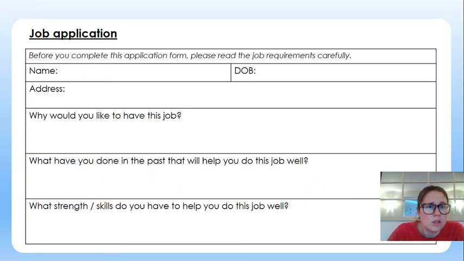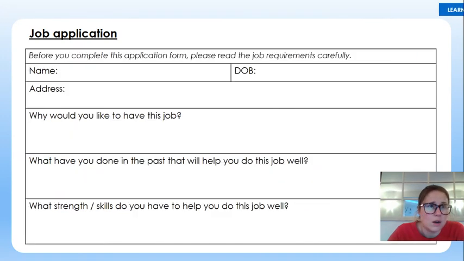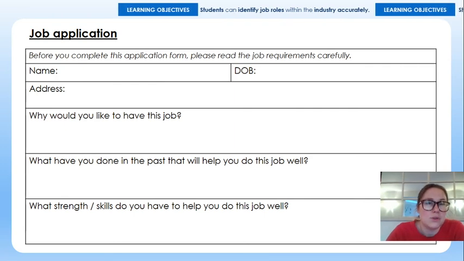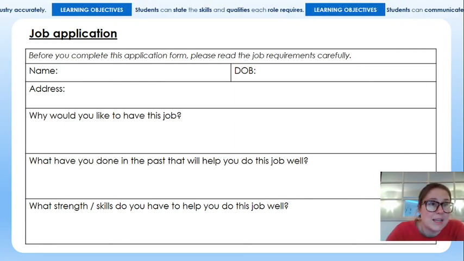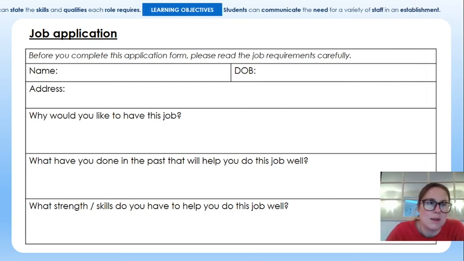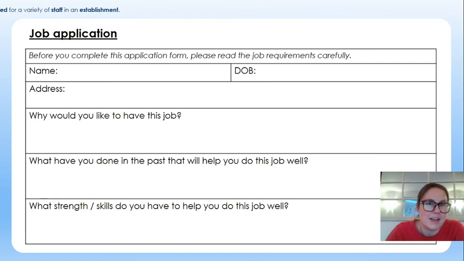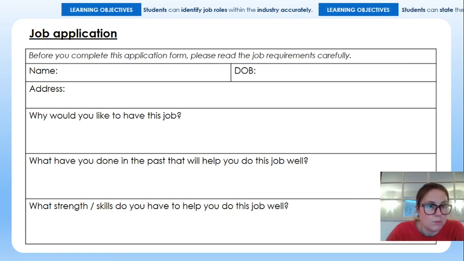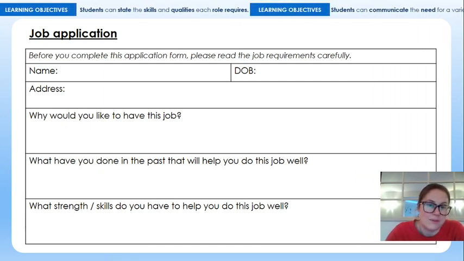If that's a little bit too challenging, just using the written guidance, there is a template. Please only use this template if you're struggling, but if you are struggling, please do use it. This is just a very basic template for a job application. So you've got your name, address, date of birth. By all means make those up, you don't need to put your actual ones in there. And then writing down why you would like to have this job, what you have done in the past that will help you to do this job, and what strengths or skills you have to help you do this job well.